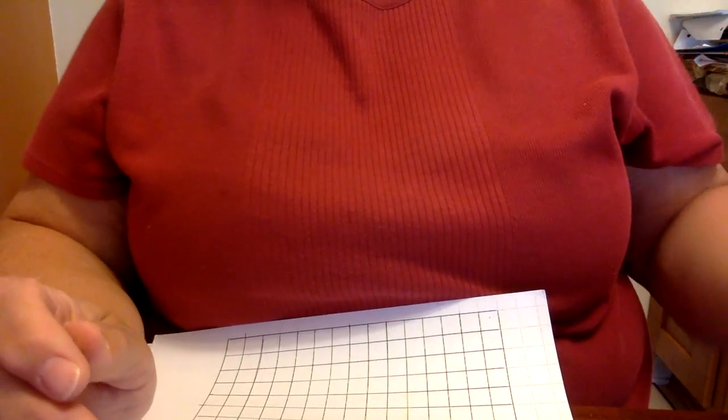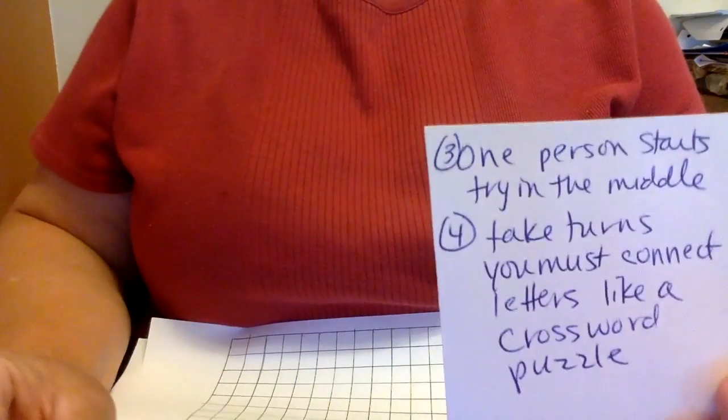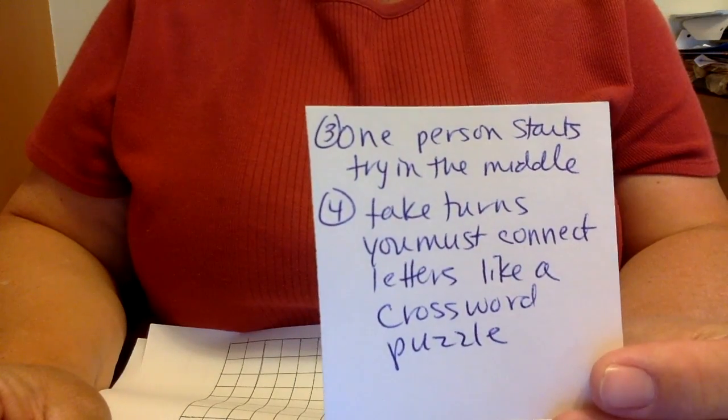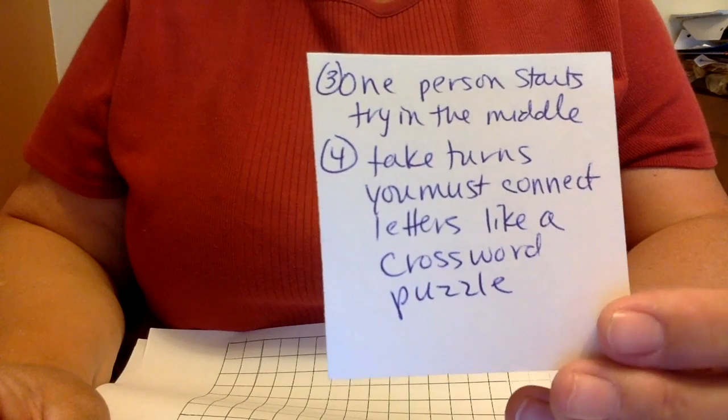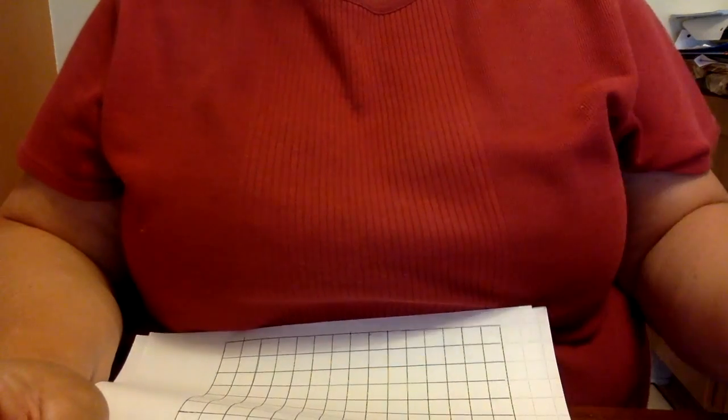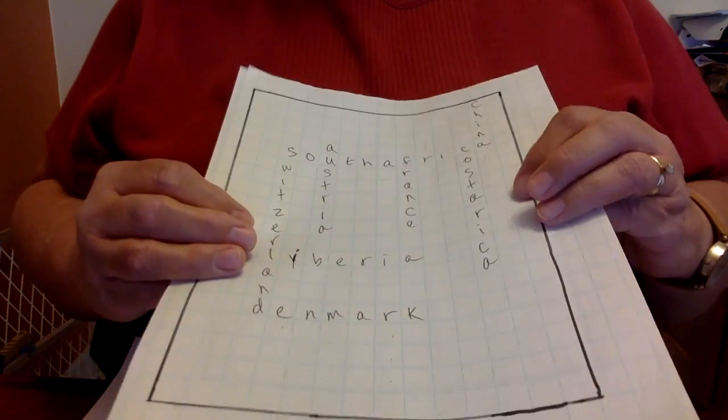And then the next thing that you're going to do is you're going to have one person start. And the best thing that they can do is start in the middle. Take turns, so you must connect the letters like a crossword puzzle. So if I were going to do this, I would start right here in the middle.